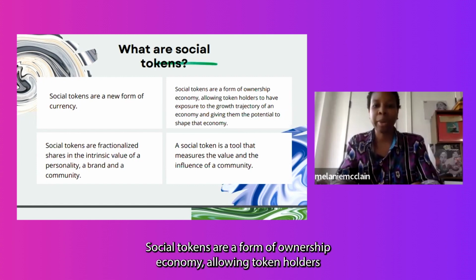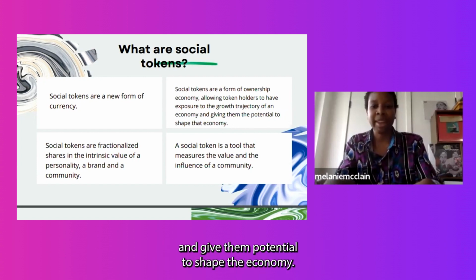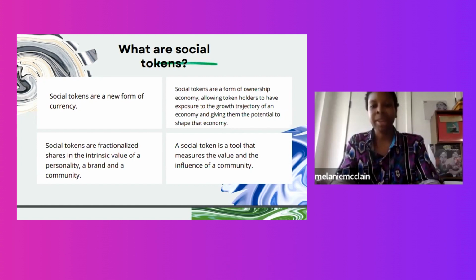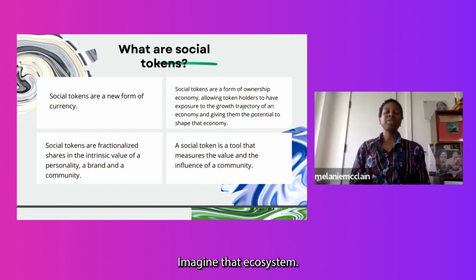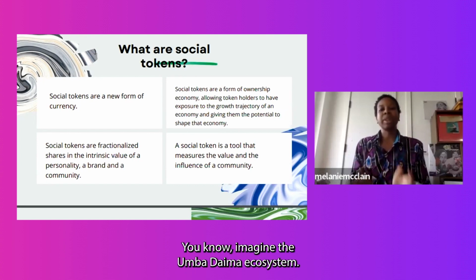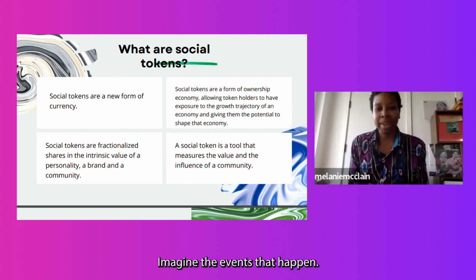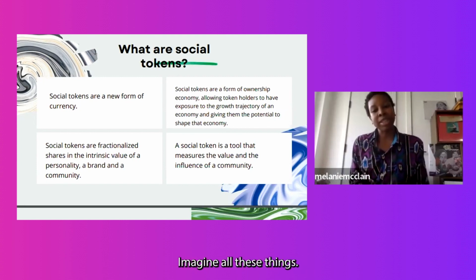Also about ownership, right? Social tokens are a form of an ownership economy, allowing token holders to have exposure to the growth trajectory of the economy and give them the potential to shape the economy. So before I was talking about the Black Wall Street, right? Imagine that ecosystem, imagine that economy. Imagine the Umbadima ecosystem, imagine the events that happen, imagine this workshop, imagine the Twitter spaces, imagine all these things.